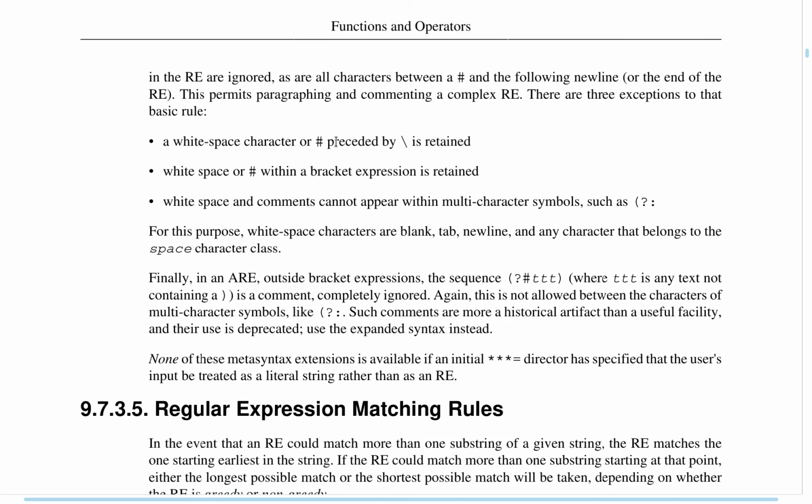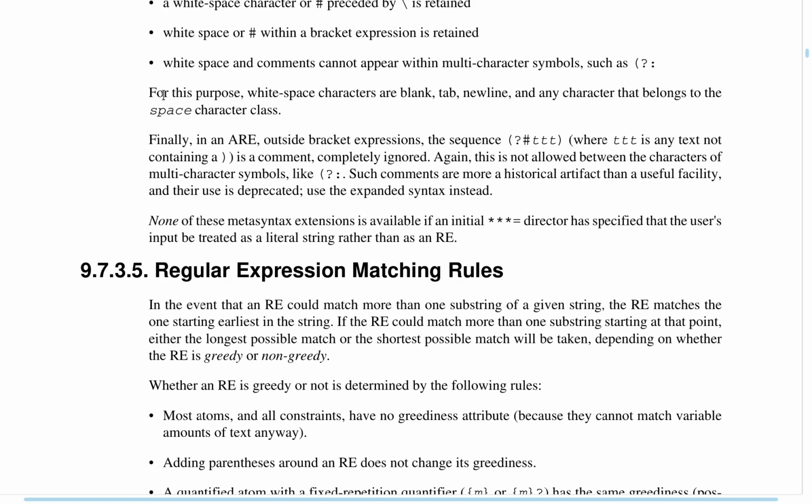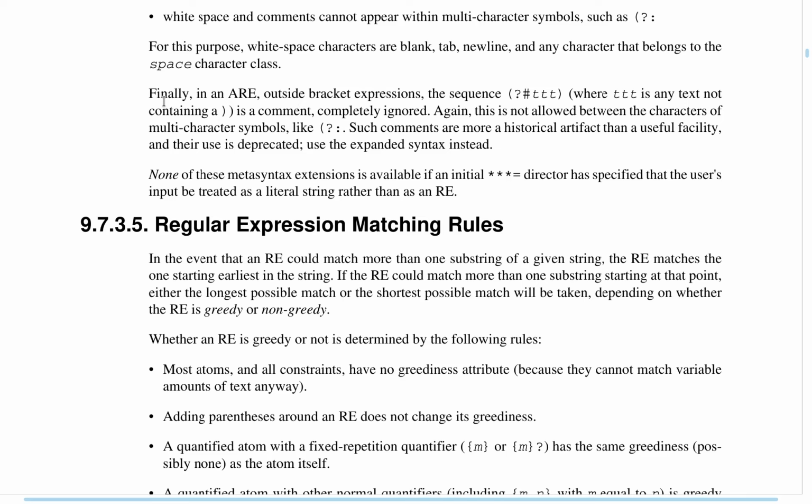A whitespace character or hash preceded by a backslash is retained. Whitespace or hash within a bracket expression is retained. Whitespace and comments cannot appear within multi-character symbols such as (?:. For this purpose, whitespace characters are blank, tab, new line, and any character that belongs to the space character class.